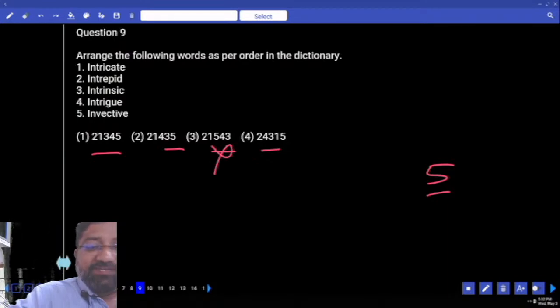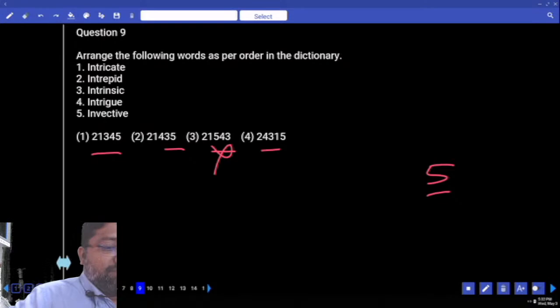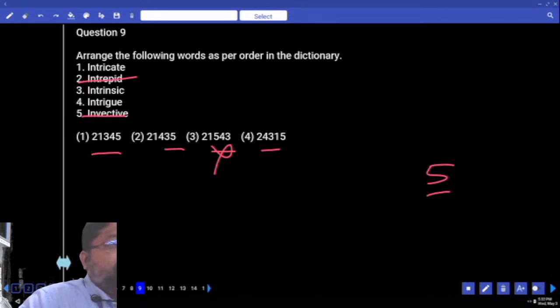One option is gone. How many options? 3 options. And from this we can't decide what is the answer. Forget about 2. 2 and 5 are dead for us. Isn't it? 2 and 5 are dead. Now I'll see only 1, 3, 4 and I'll decide what is the order.